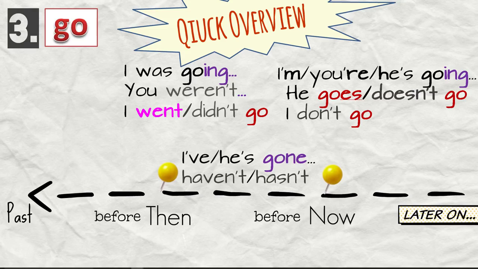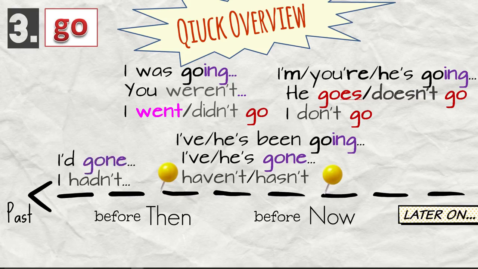I've gone. He's gone. I've been going. He's been going. I'd gone. I'd been going. So let's have a look at the examples again.